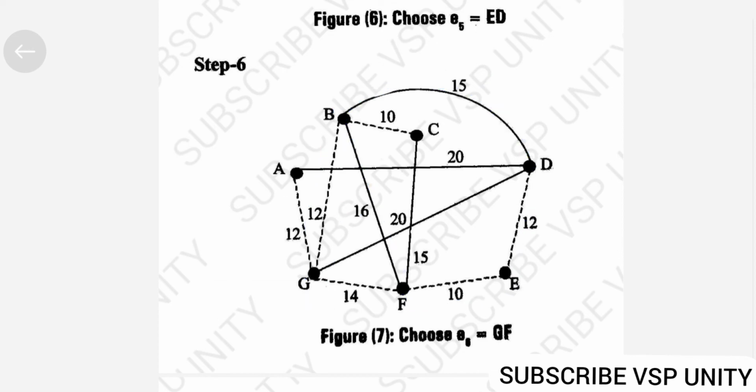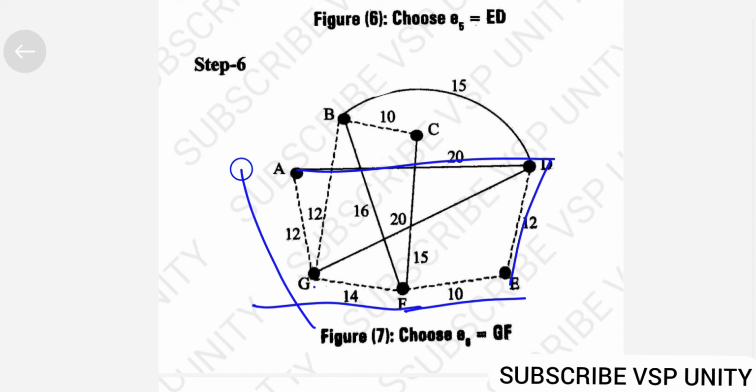Now I will select which one is not forming the cycle. See, if I select G to D, it will form a cycle. Why? Because I can go from G to D, D to E, E to F, again F to G. It should not form a cycle, so I will not select it. Now if I select A to D also, it will form a cycle. Why? Because I can travel from A to D, D to E, E to F, F to G, again G to A. So it should not form a circuit, so I will not select that also.